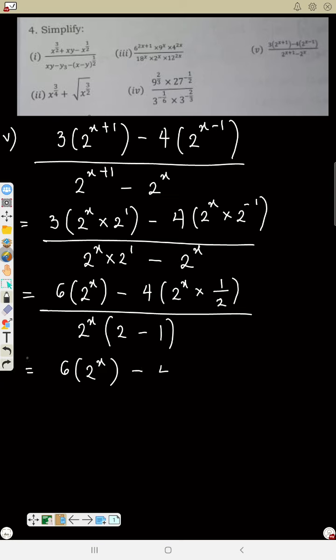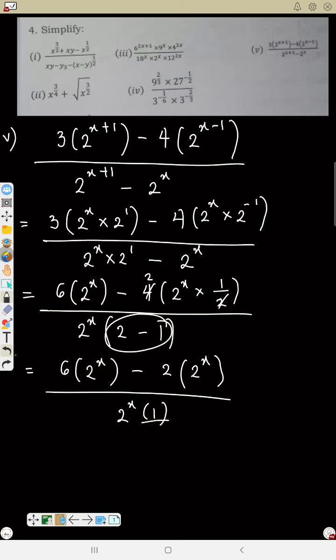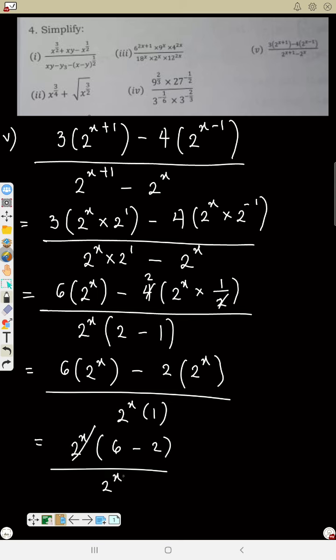Now the 4 can cancel out. 2 here 1, 2 here 2. So 2 brackets 2 raised to the power x divided by 2 raised to the power x brackets 1, because 2 minus 1 is 1. Now the up one, 2 raised to the power x, is common. So take it out. So bracket 6 minus 2 divided by 2 raised to the power x. So 2 raised to the power x will cancel out.